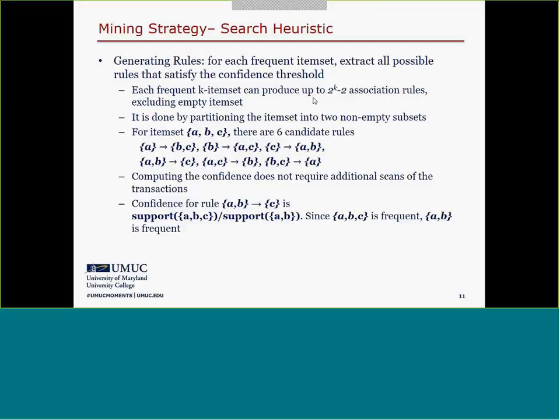Those are listed right here: A leading to BC, B leading to AC, C leading to AB, and all these are the potential rules. They're potential because you then apply the threshold set by the confidence to see whether the rule satisfies your condition. But these are all the potential rules.